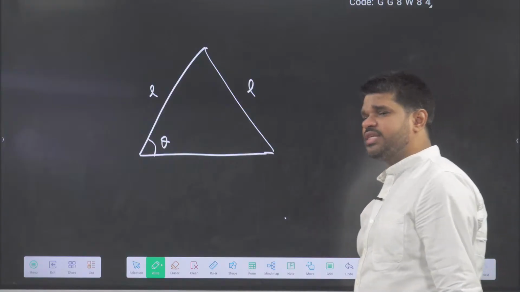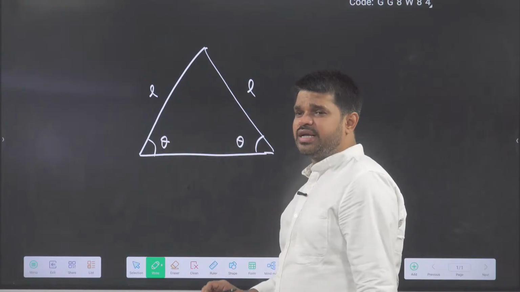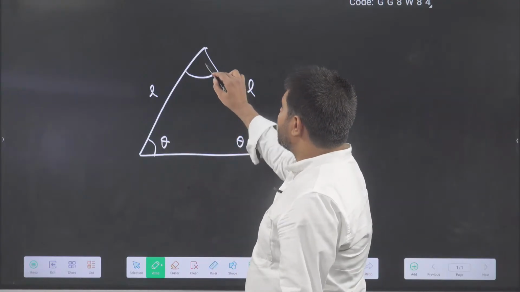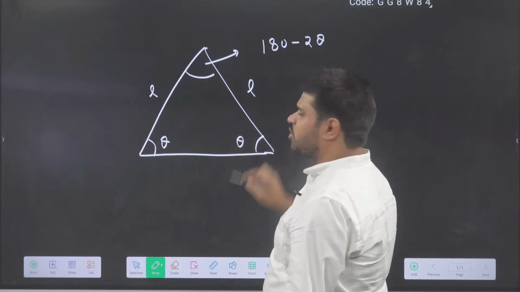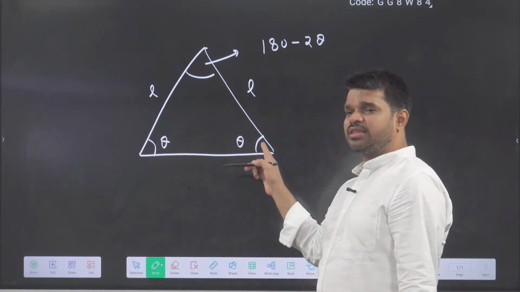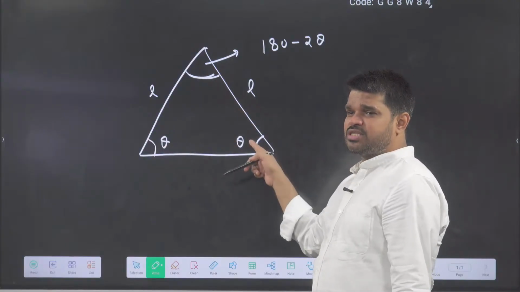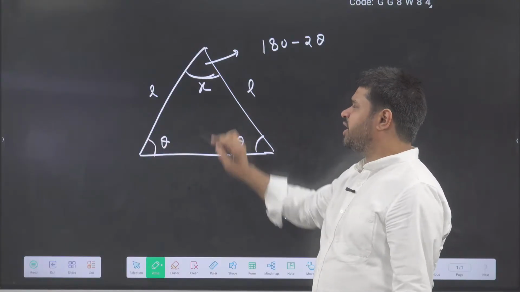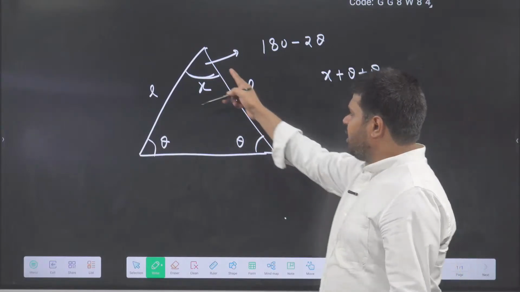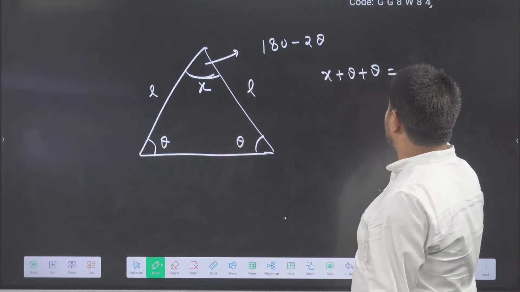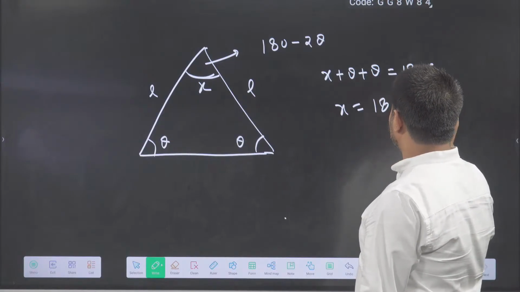Answer. Okay, so you can see one thing. If this is theta, this is also theta. So what will be this angle? This angle will be 180 minus 2 theta. Why? Let me call it x. So x plus theta plus theta must be equal to 180 degrees. So x comes out to be equal to 180 degrees minus 2 theta.